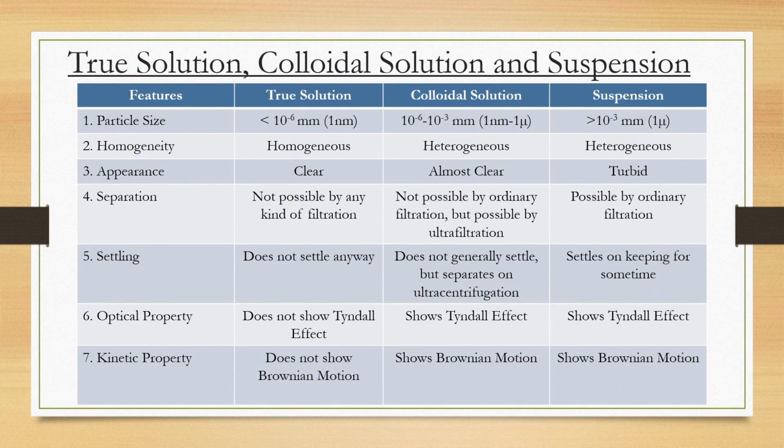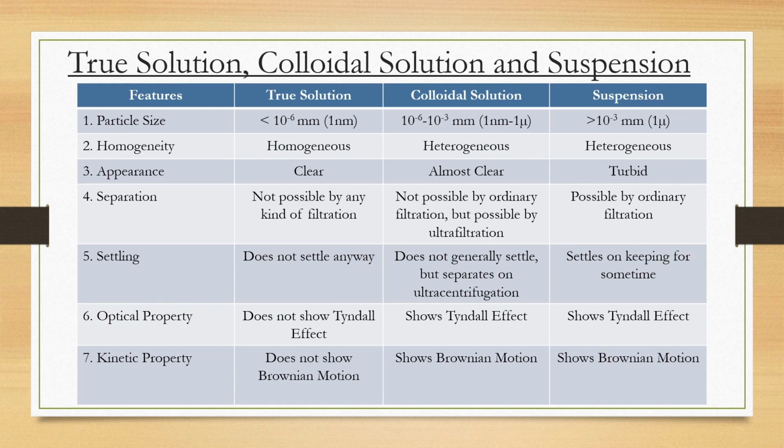The first one is true solutions. What is true solutions? True solutions are those type of solution whose particle size is less than 1 nanometer, which is homogeneous, its appearance is clear, it cannot be separated by filtration, it doesn't settle, it doesn't show Tyndall effect, and it also doesn't show Brownian motion.